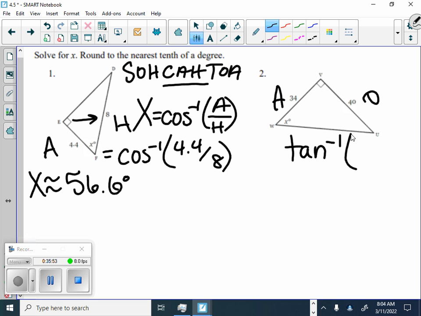How do I set up my ratio? 40 over 34. Good. And when you punch that in your calculator, you get 49.6 degrees. Good. Okay. Feel like you can do these last 2 on your own. Flip to the back. You got 2 more. Give them a shot. If you have questions, though, let me know.